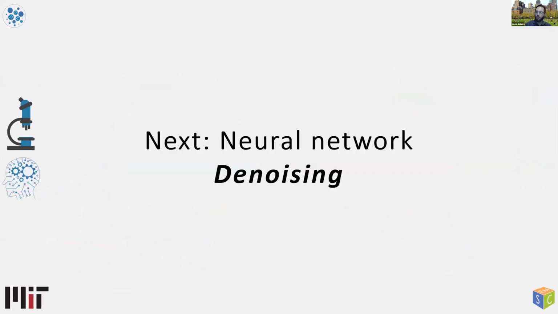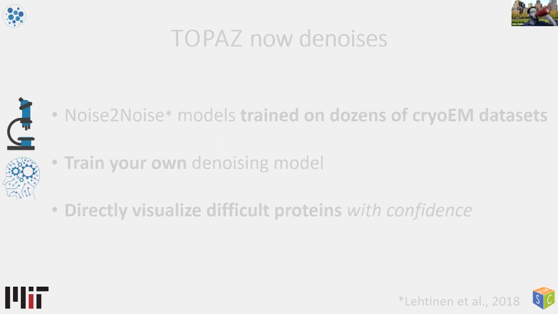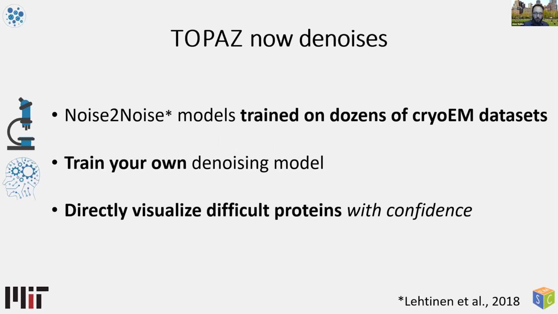Okay, great. So that's particle picking. Let's quickly jump into neural network denoising that's in Topaz now. So Topaz now denoises. It uses the noise-to-noise framework previously published, and we have restructured this to work on where you split frames up and use these frames as training data sets. So we've trained it on dozens of cryo-EM data sets. A general model is out, you can use it, you can train your own model.